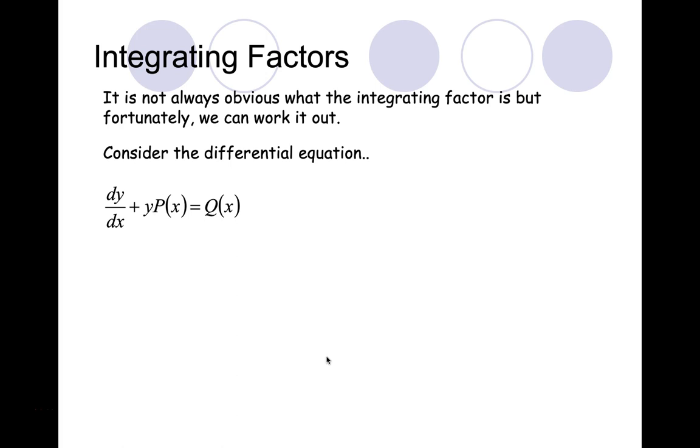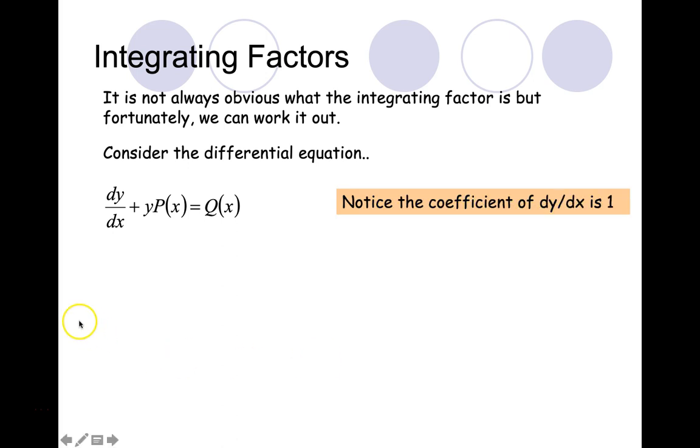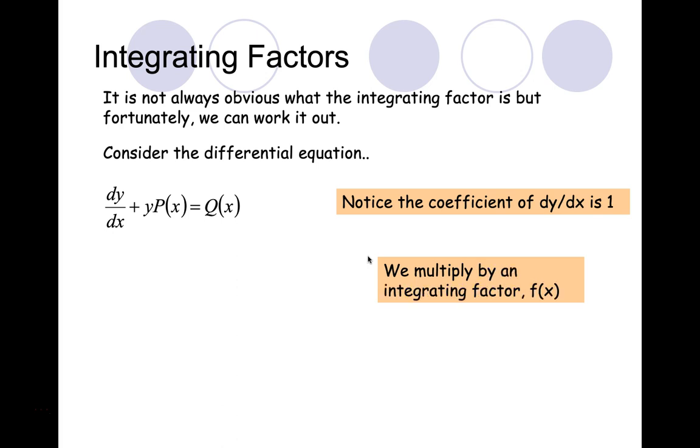Now, remember that the coefficient of dy on dx here must be 1. The coefficient of dy dx is 1. And then we can multiply by some integrating factor, f of x. Then we will be able to find f of x. If we multiply all through by f of x, we have what we have here.